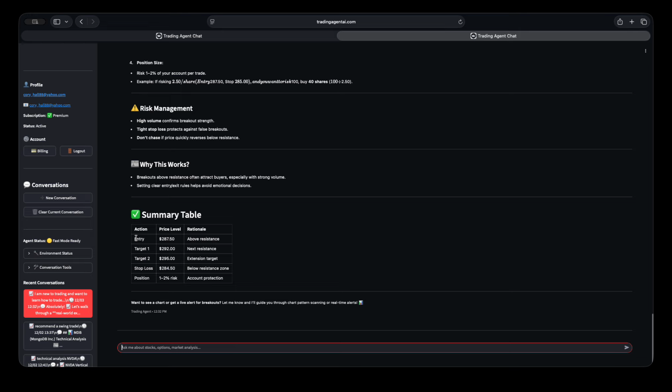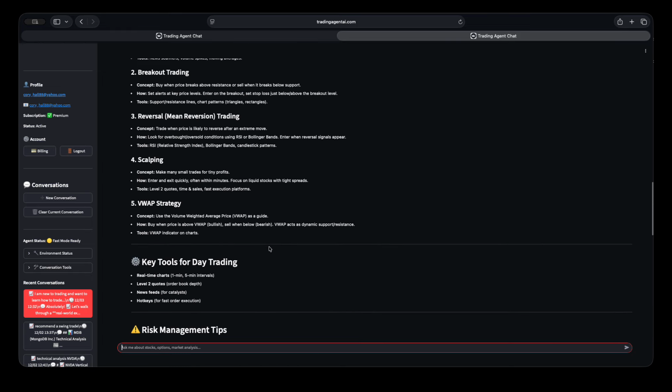And so your summary table provides you kind of a brief breakdown of the whole trade. And so, you got your entry, which is above resistance, your target 1, which is your next resistance level, your target 2 is an extension target, and then you got your stop loss which is below the resistance zone, in case the trade goes against you or it's a false breakout, and then your position, which is 1 to 2% risk, and that gives you account protection. And so that's a good example of a breakout trade.